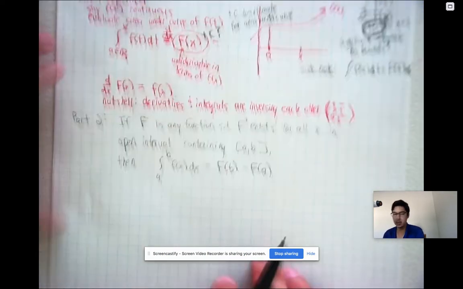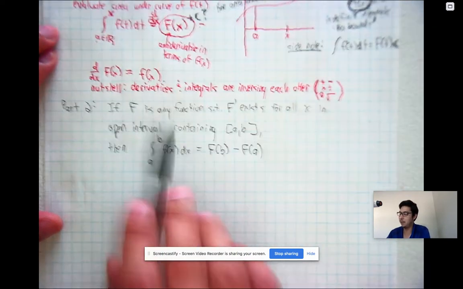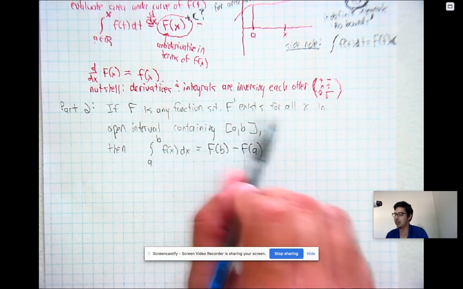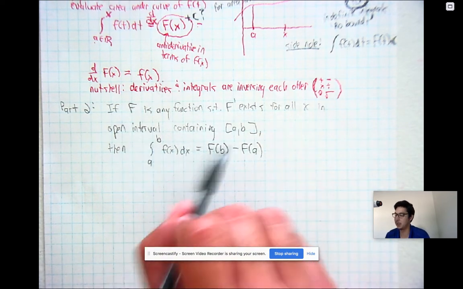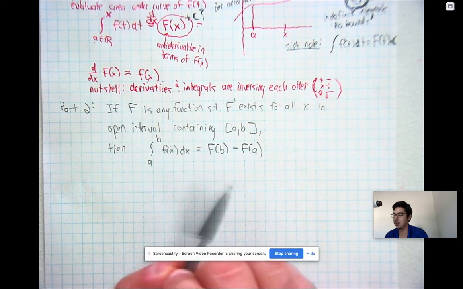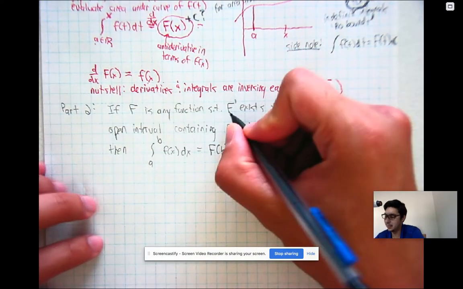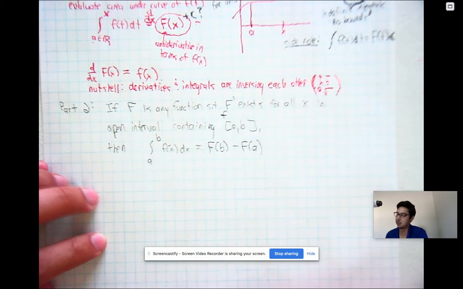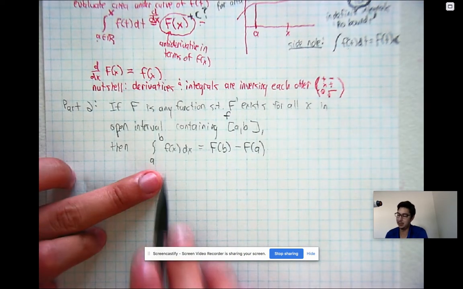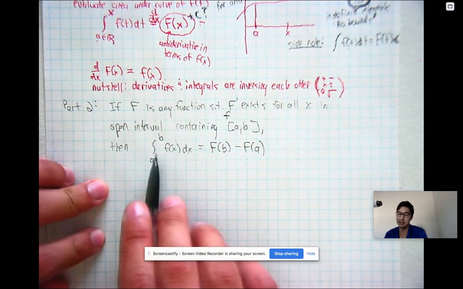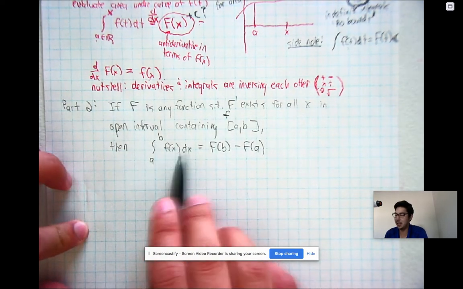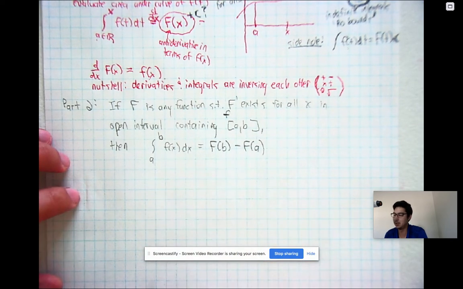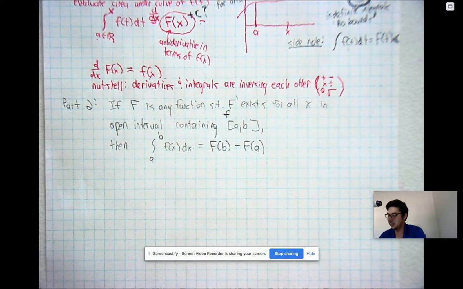Part two. If f, the antiderivative, is any function such that the derivative of the antiderivative exists for all x in the open interval containing a, b. All right, so you have an antiderivative, and the derivative of the antiderivative, which again would just be like f, exists. Well, then, to calculate a definite integral, because again it's bounded a to b, we can just take the antiderivative and look at it at its upper bound and its lower bound.